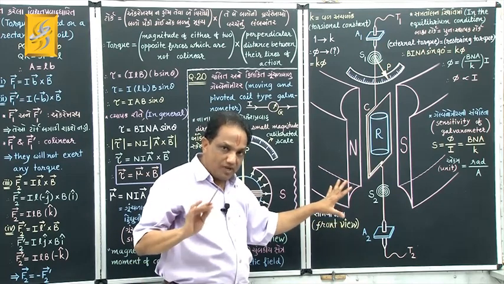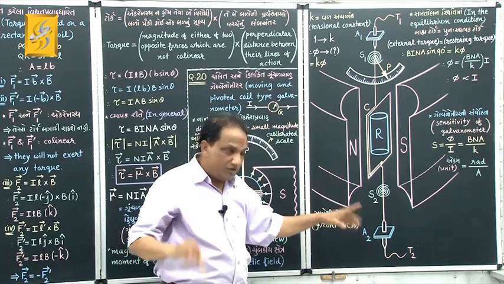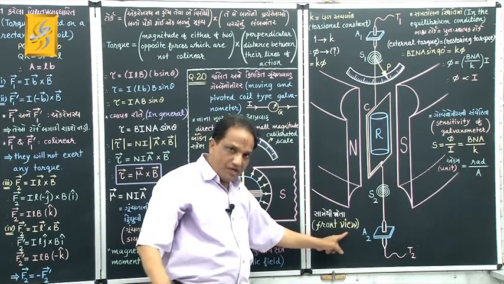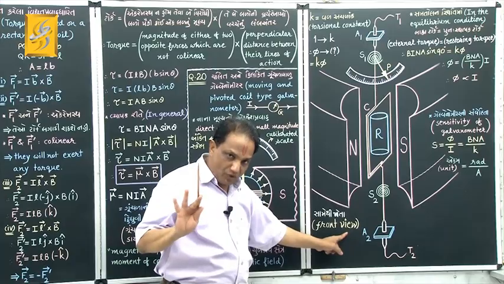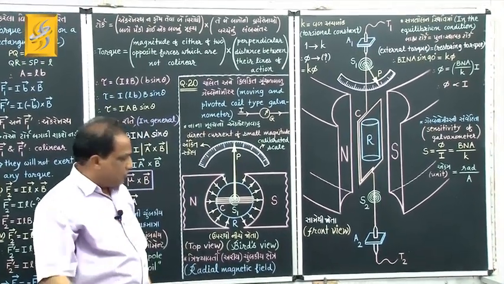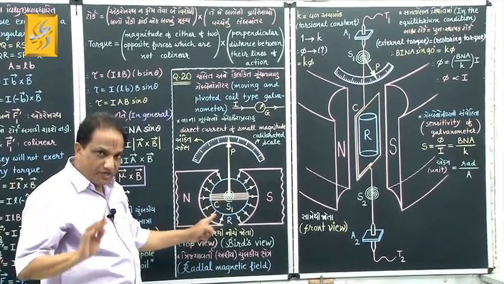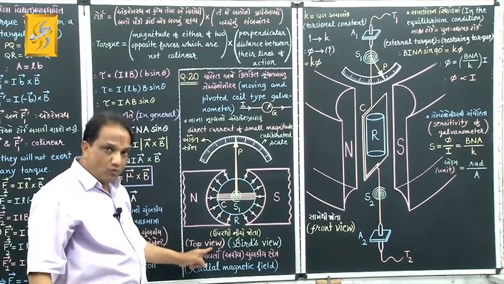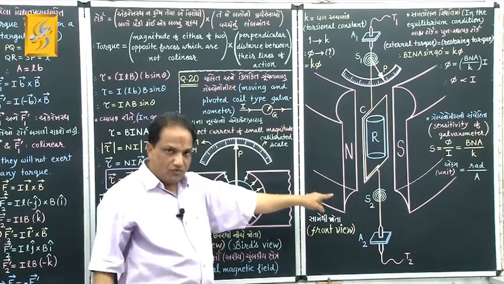Now, I would like to explain the real construction of the galvanometer from this figure, which is called the front view. Okay. Not in our syllabus, from the examination point of view. From the examination point of view, this figure is there in the textbook. It is to be prepared and it is called the top view. How to get this top view from this front view, I am showing you.